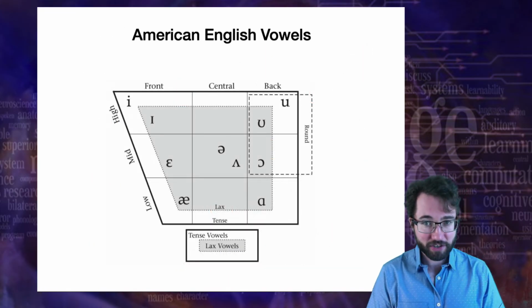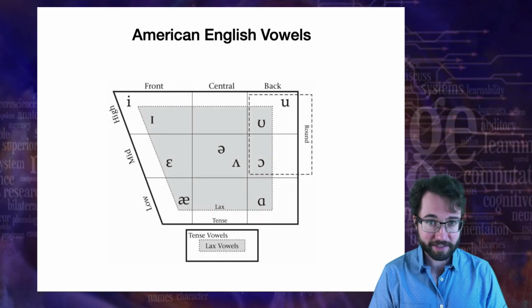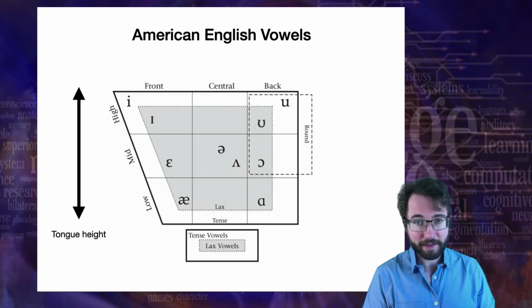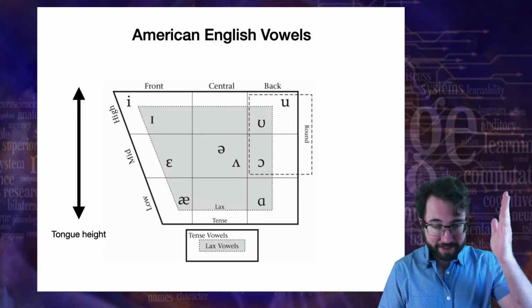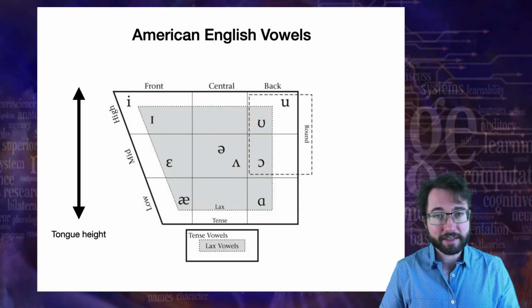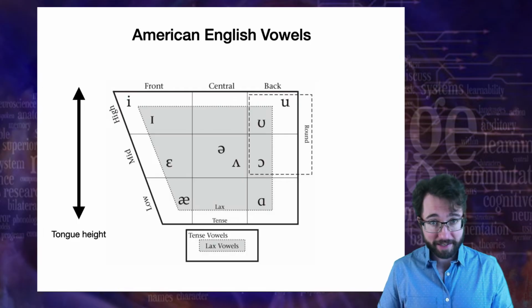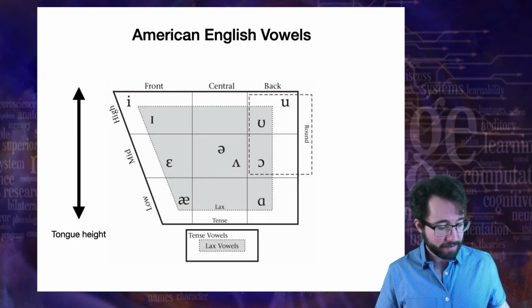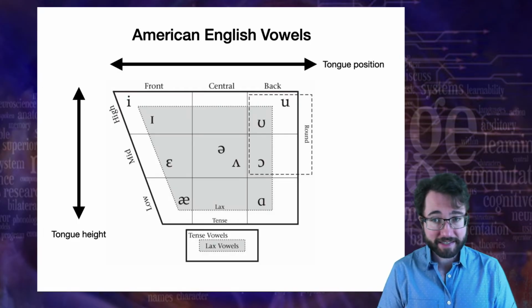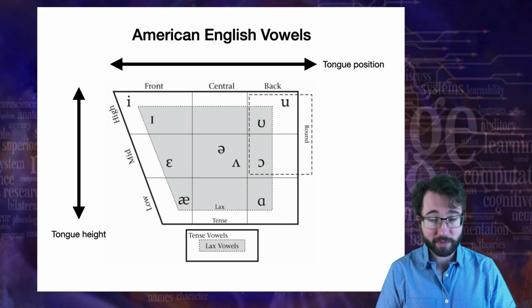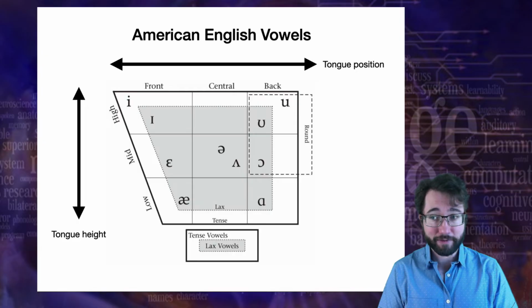So now here we have a chart just of the American English vowels. So as I said, the y-axis here rather is tongue height. This is how high your tongue is when you are articulating a vowel. The x-axis is tongue position. That's how far to the front or back the tongue is when you are articulating a vowel.